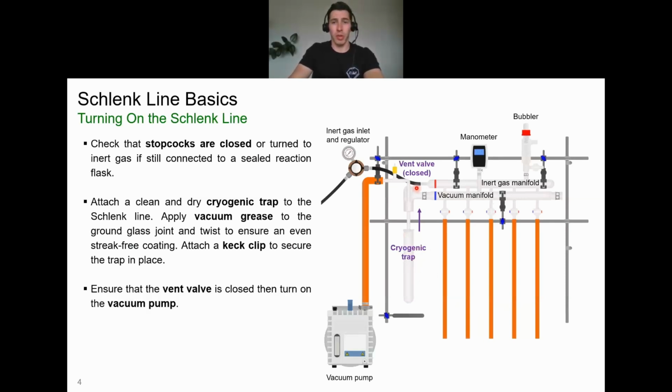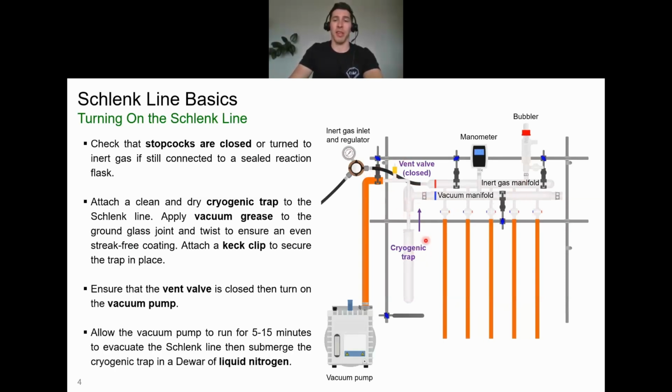We also want to ensure that the vent valve is closed, and by this point, all of the openings are closed on your Schlenk line, and that allows us to then turn on the vacuum pump. And preferably, you'll allow the pump to run for 5 to 15 minutes to warm up, and also to evacuate your Schlenk line and any residual parts.